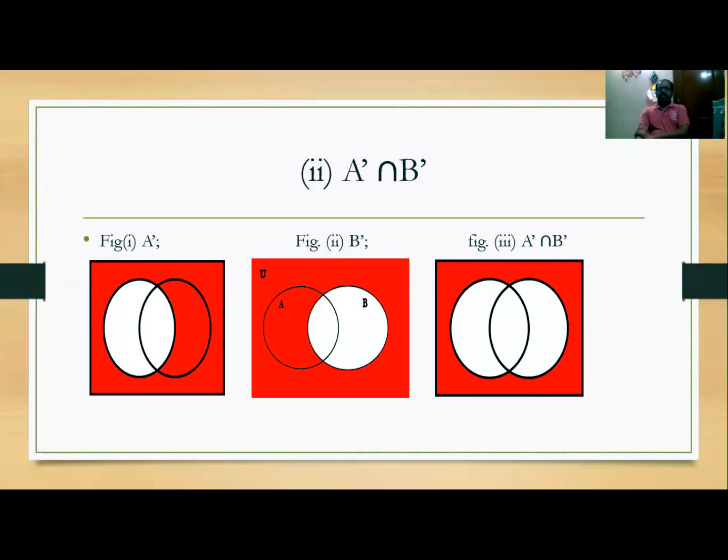So here, in the diagram number 3, A dash intersection B dash is nothing but the set of elements in U which are not in A and B both. Right? So neither in A nor in B. So this shaded part, colored red, will represent the required A dash intersection B dash, the Venn diagram for this one. Is it clear for everyone? Okay, fine. So now let's see a few more examples.